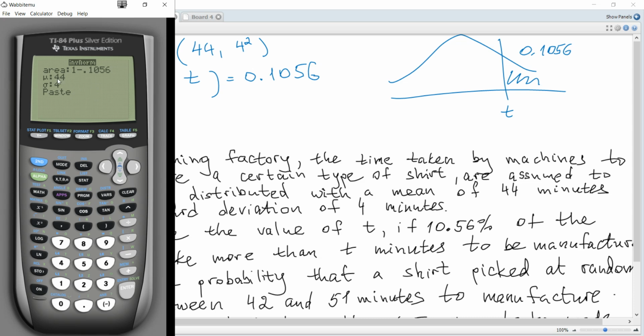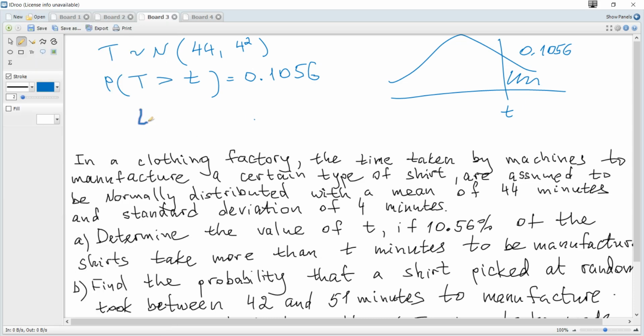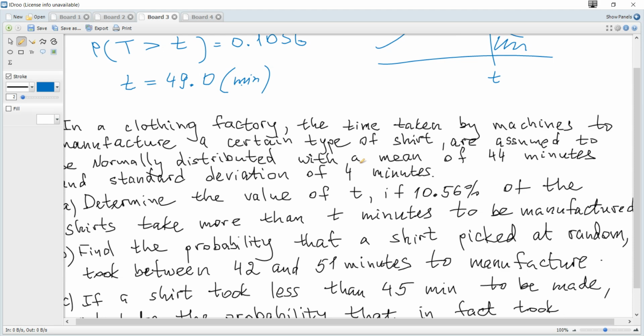and mu and sigma are given, so mu is 44, sigma is 4, and we can find this value of t directly without using standardized normal distribution, without z, and so on. So you can see that it's 49.0, so the required value of t is 49.0 minutes.